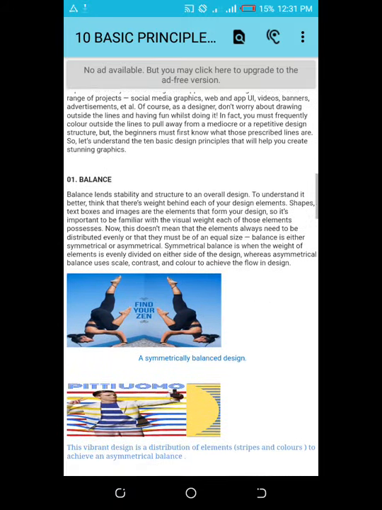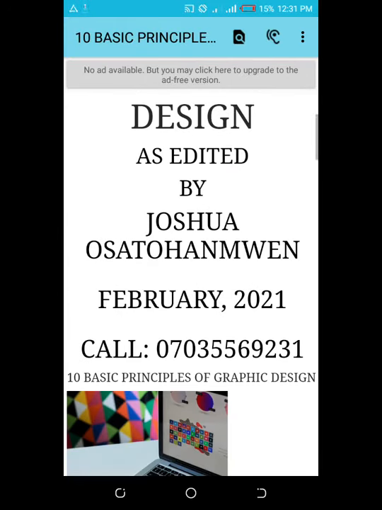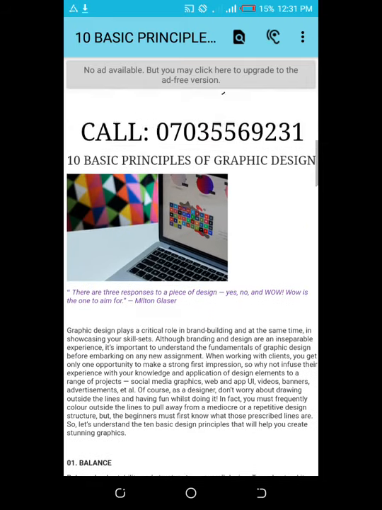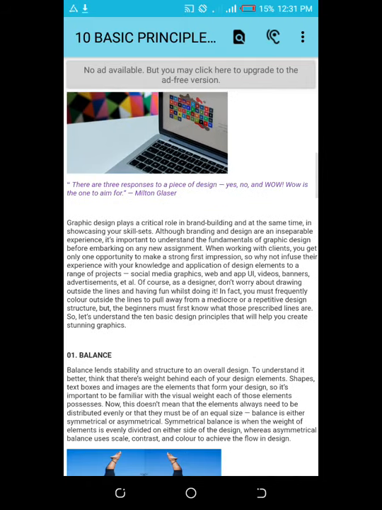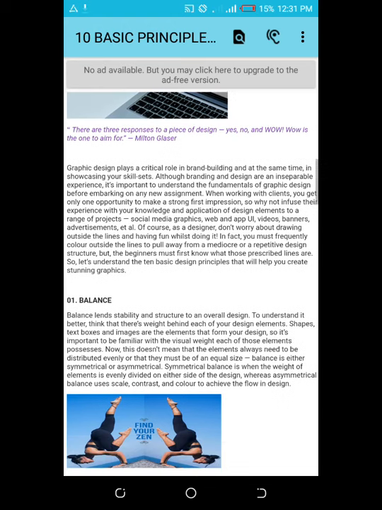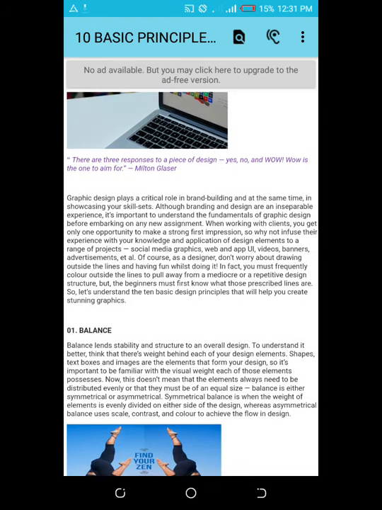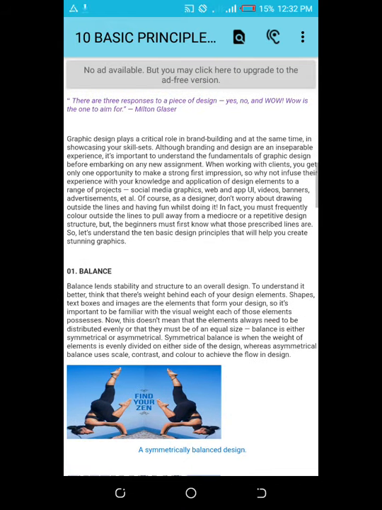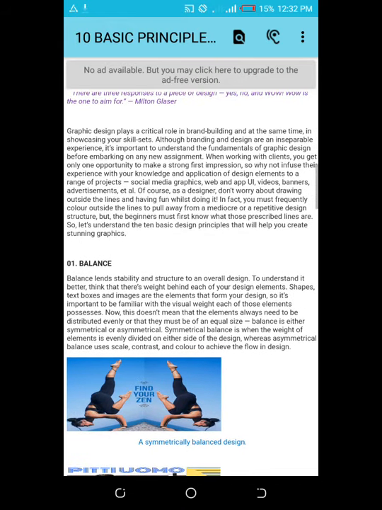For you to be a graphic designer, you must have some key basic principles, and here are the 10 basic principles. There are three responses to a piece of design. Your design is either a yes, a no, or a wow. When you arrive at wow, that means you are on point. That is according to Mr. Glaser. Graphic design plays a critical role in brand building, and at the same time in showcasing your skill set.